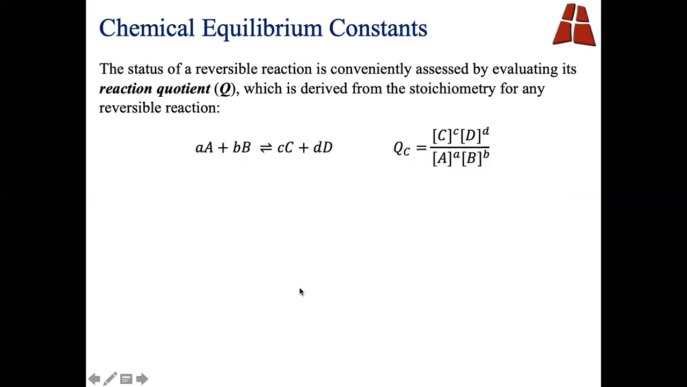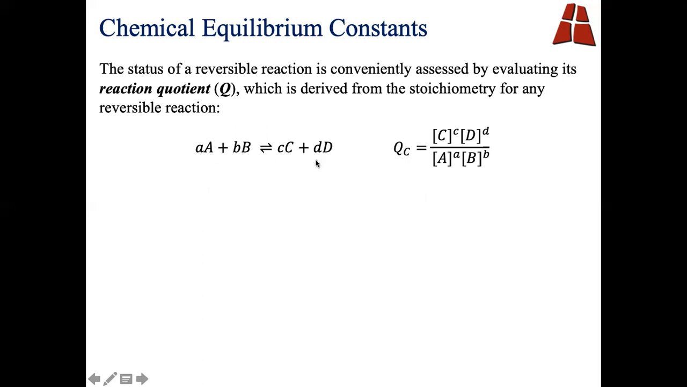All right, and so this being Gen Chem 2, of course, we want to quantify this relationship. And so one of the ways that we would define the status of a reversible reaction is through the reaction quotient, which we designate with an uppercase Q. And ultimately, this is derived from the stoichiometry of any reversible reaction. So if we have A plus B yields C and D, as well as C and D can perform the reverse reaction to reform A and B.